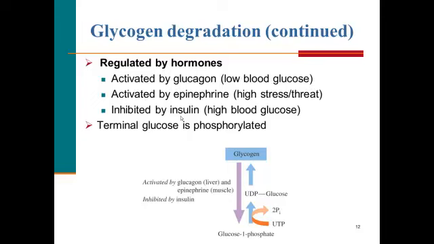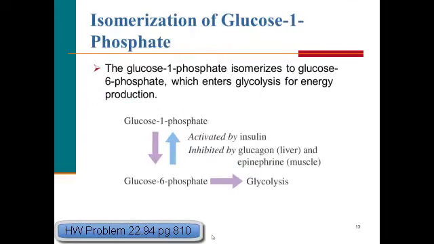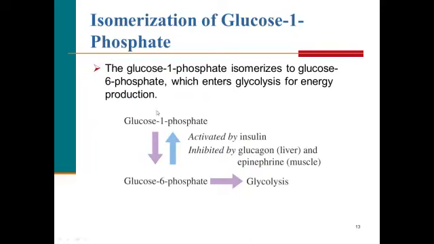Now, when glycogen is broken down, it's broken down into the form of glucose 1-phosphate. So that this glucose 1-phosphate can then be converted into glucose 6-phosphate. Now, glucose 6-phosphate can then enter the glycolytic pathway. So glucose 1-phosphate being converted into glucose 6-phosphate is going to be activated by insulin. It's going to encourage our bodies to take this glucose 6-phosphate and utilize that in the process of glycolysis to generate high energy molecules.